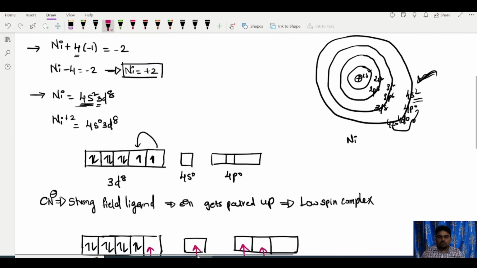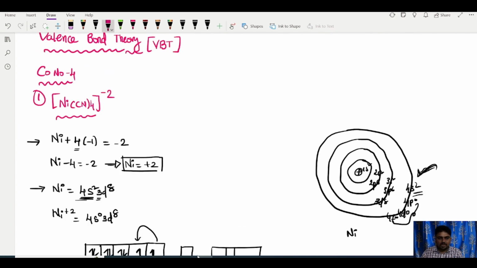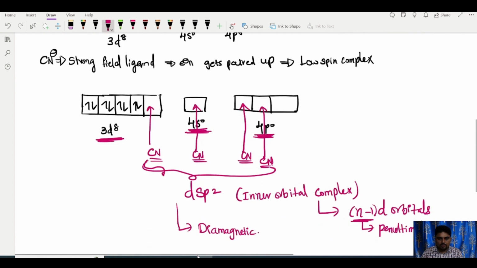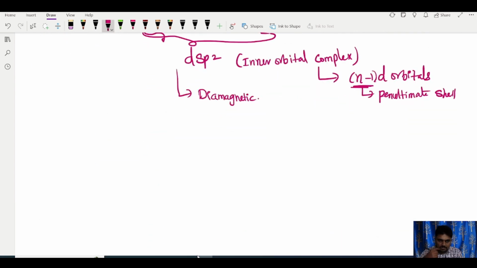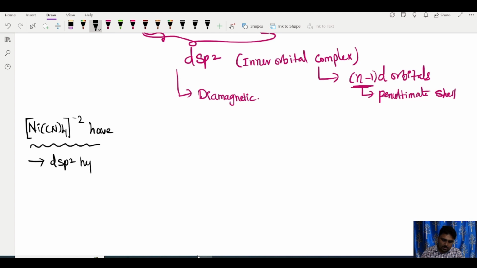So we have studied nickel cyanide taken 4. This complex we have studied, and about this one we have to see the properties. From these properties itself they will give a question. So here what can we write? Ni(CN)4 2- has dsp2 hybridization. So dsp2 hybridization means which geometry? It will have square planar geometry.